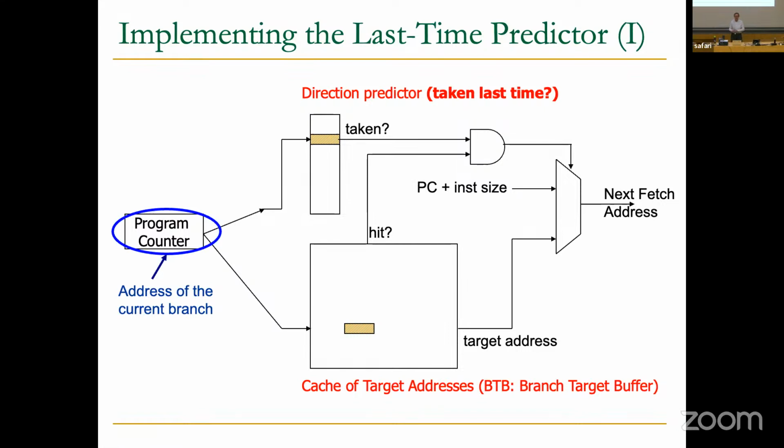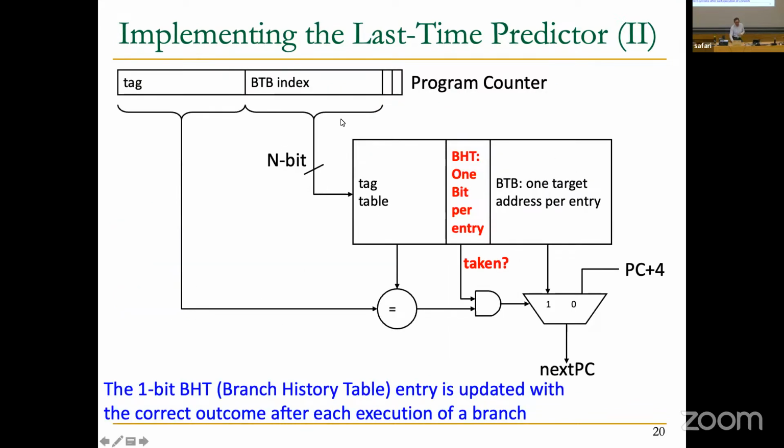Whenever you index the BTB, you get the target as well as what happened to the branch last time. And this is one example of this, a little bit more detailed. This is your program counter. You use some part of your program counter as the index into the BTB. This is an SRAM array or some memory, essentially. We'll see memory more in the future. But essentially, you're indexing a memory, and 1 bit per entry is added to indicate whether the branch was taken last time. And also, you have one target address per entry.